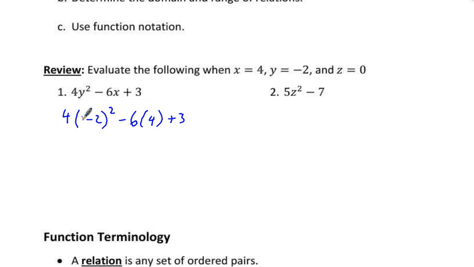So we move to exponents, which is an exponent of 2. So we square what's inside the parentheses first. -2 times -2 is +4. And that will be multiplied by 4. -6 times 4 is -24 plus 3. 4 times 4 is 16. -24 plus 3 is -21. And 16 minus 21 is -5.